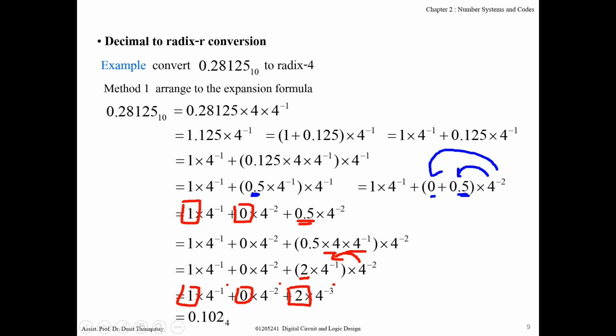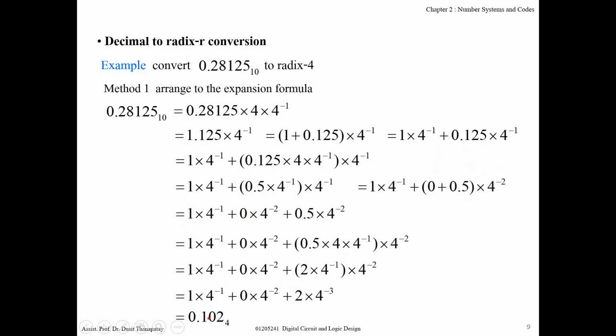Then just take these coefficients and write them down together, and don't forget to add this dot. Okay, so you get this result as the answer. It's easy, right? Easy, but very long to derive. So what should you do? Of course, you can do something like this.